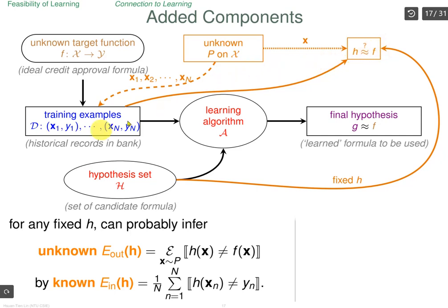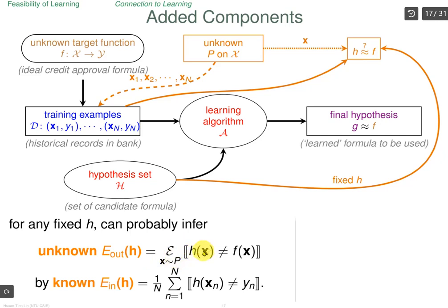According to Hoeffding's inequality, again, if you have a huge number of training examples, the right hand side of Hoeffding's inequality will be very small. Therefore, the probability of h being different from f by some epsilon tolerance will be quite small. So we can put it here. For any fixed h, we can probably infer the unknown out of sample error by the known in sample error. The out of sample error is the expectation where we don't know this p, the probability distribution function.